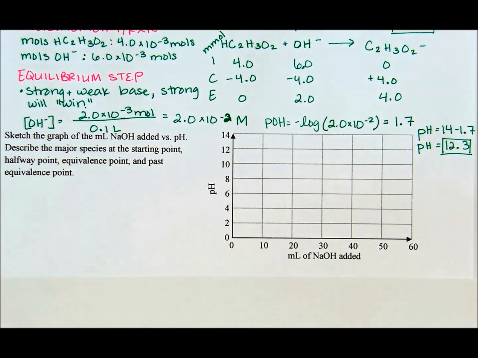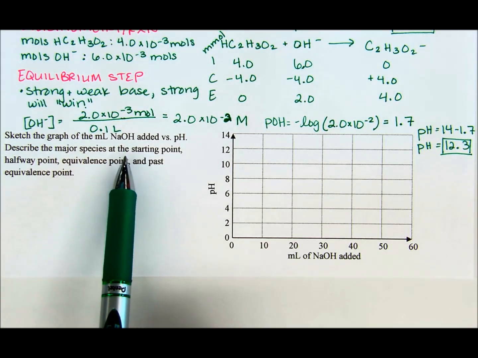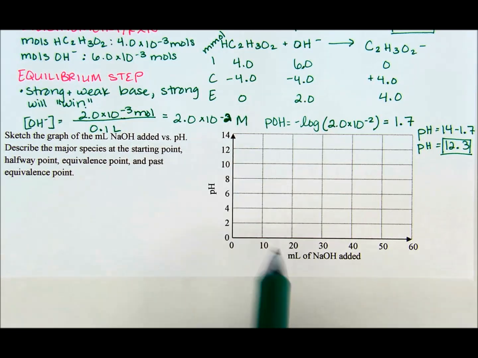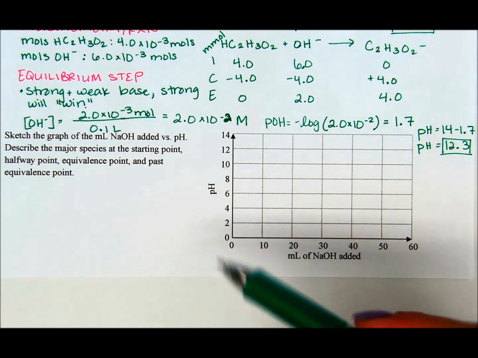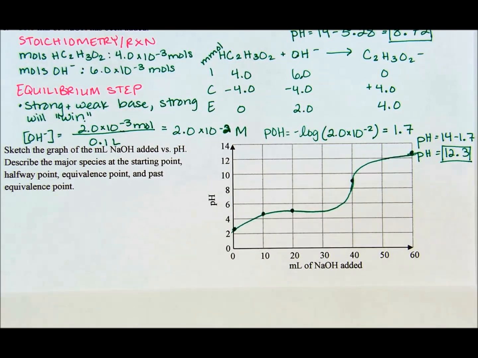Okay, so now we're going to look at all those points, and we're going to sketch the graph of the milliliters of sodium hydroxide added, so that was parts A, B, C, D, and E, versus the pH at those points, and your graph is already labeled for you. Describe the major species at the starting point, the halfway point, the equivalence point, and past the equivalence point. So I'd like you to please pause the video and graph all those points and connect them using a smooth line.